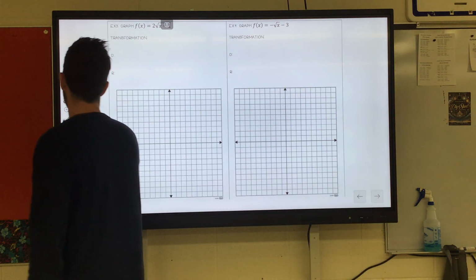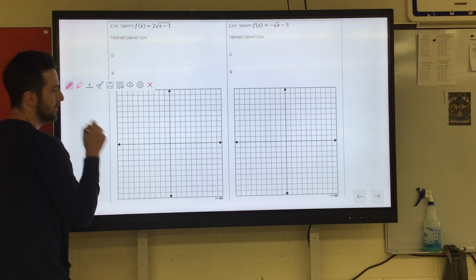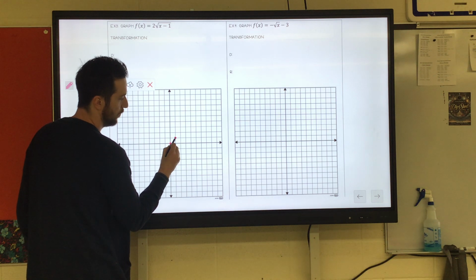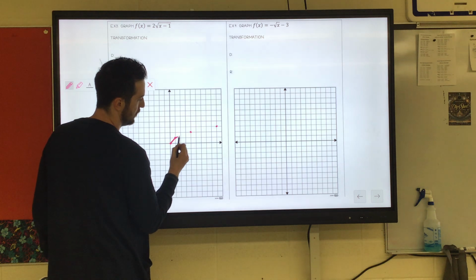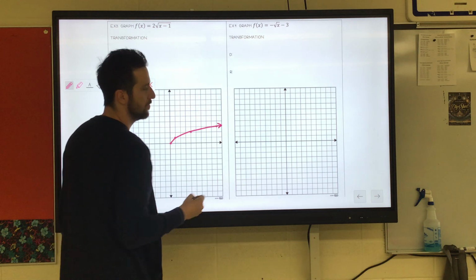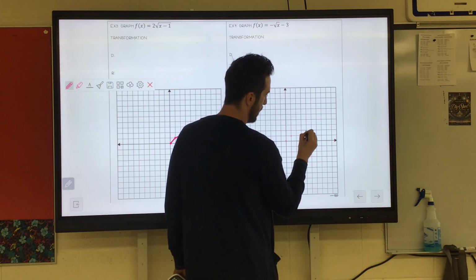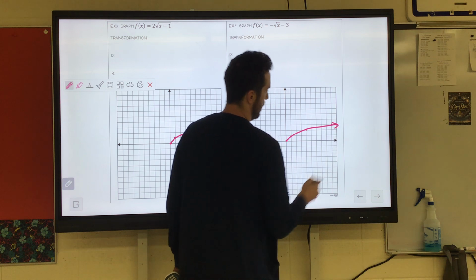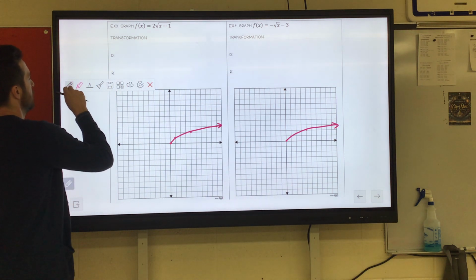So if you look, and again, let's draw our parent function on both of these. Remember, our parent function for the square root of x has a point at 0, 0, 1, 1, 4, 2, and 9, 3. That's the general parent function for y equals the square root of x. We're going to perform some transformations on that, and it's going to change our graph.